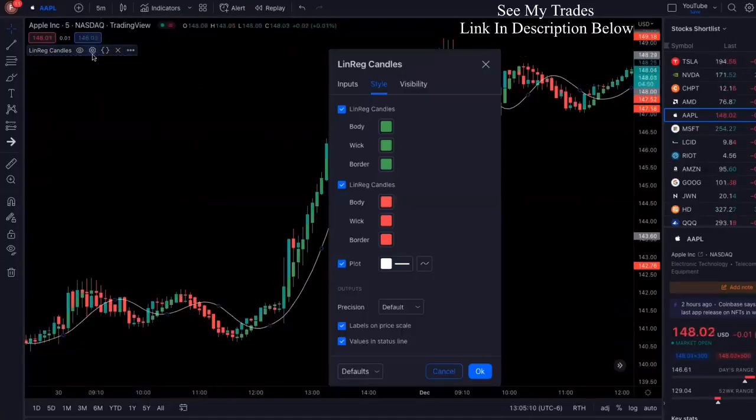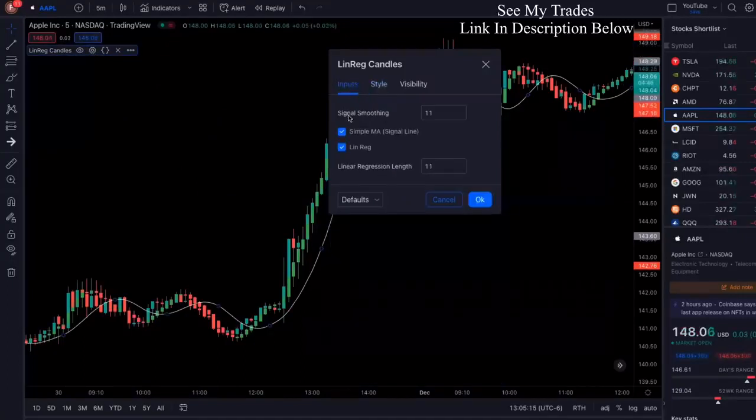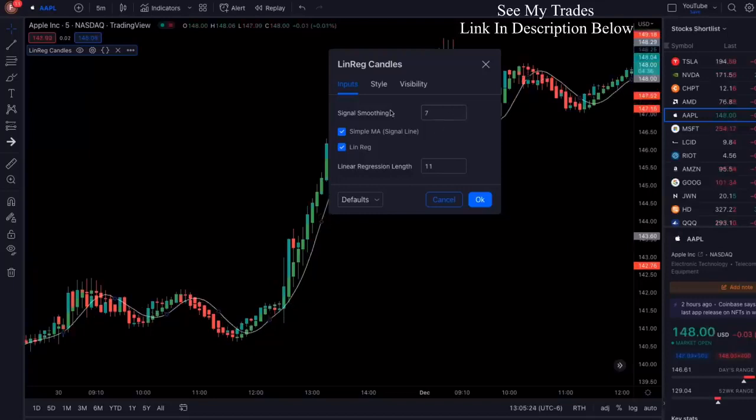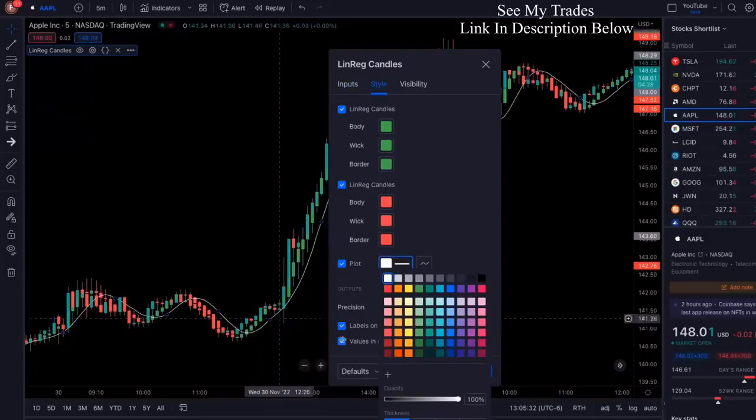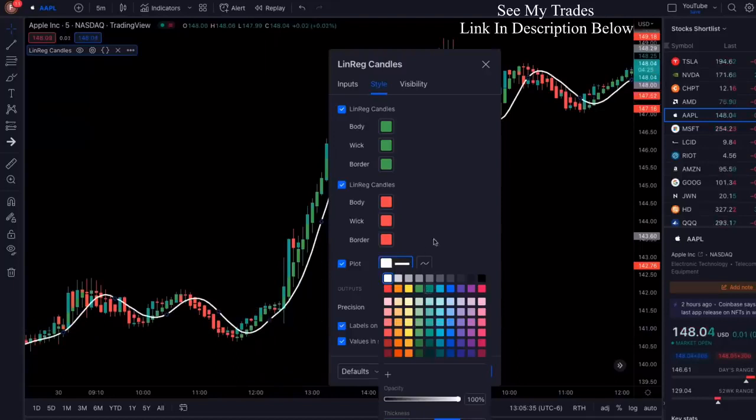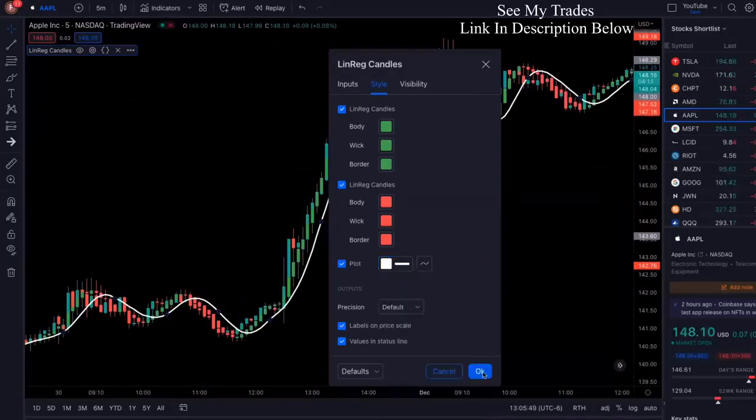So now let's change the settings on this. We're going to go into settings on this cog, click on input. We're going to change the signal smoothing from 11 down to 7. And then we're going to go into style. I'm going to make this line a little bit thicker so it's easier to see, so it's nice and bright. And if your background is white, the white line isn't going to show, so you can change the color to something else if you like. All right, that is it on that particular indicator.